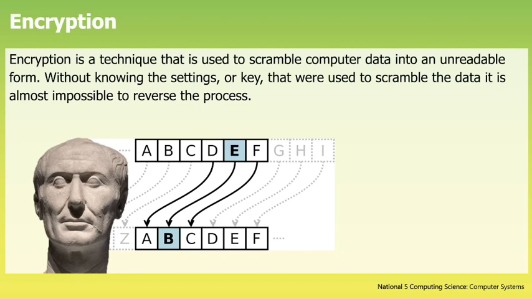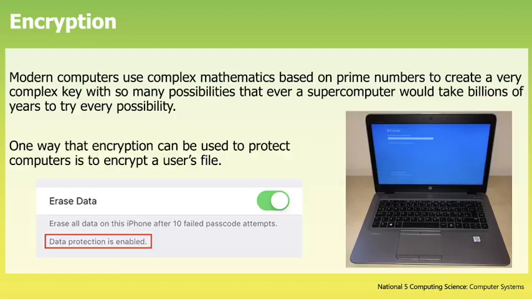It works by shifting the alphabet by an agreed number so that the enemy are unable to decipher your message. Nowadays, modern computers use complex mathematics based on prime numbers to create a very complex key with so many possibilities that even a supercomputer would take billions of years to try every possibility.